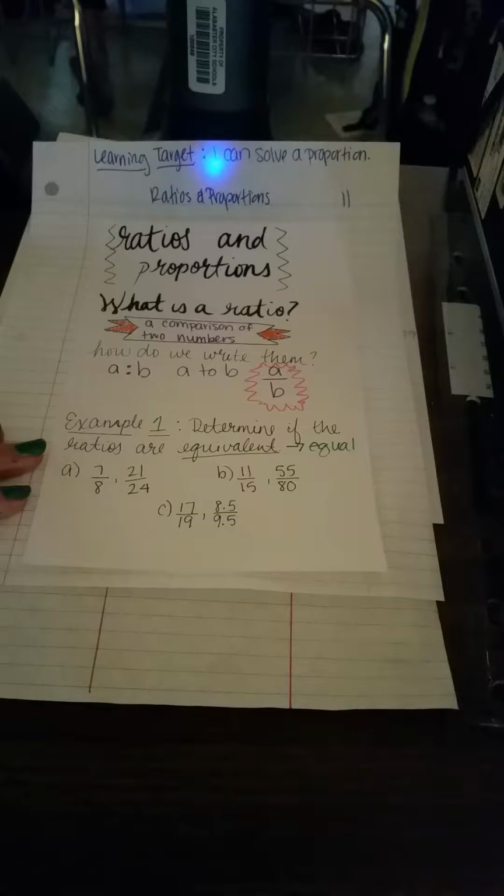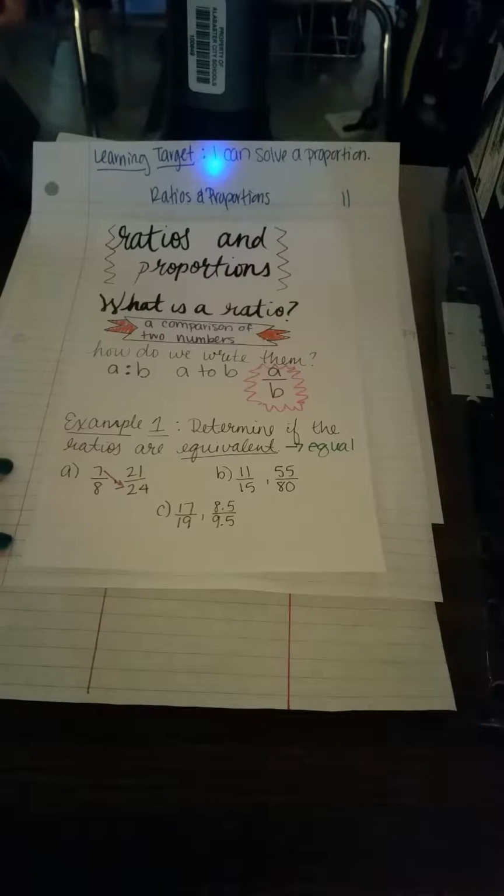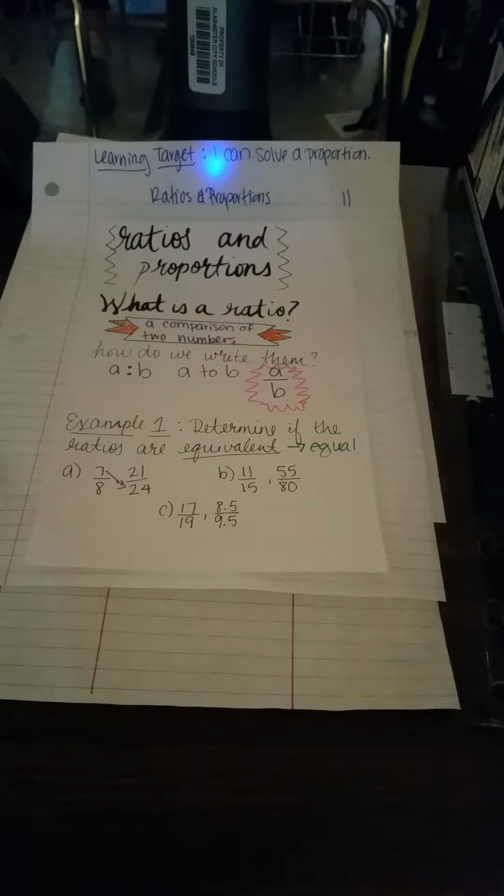Which way do you guys want to do? All right, so let's cross multiply, and let's multiply 7 times 24. So everybody draw an arrow from 7 to 24. We're going to cross multiply.